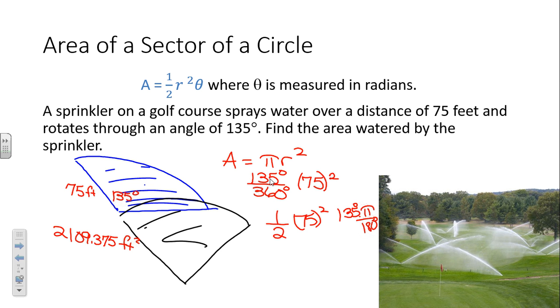So if you want to avoid memorizing another formula, just remember I can use pi r squared, but I don't have a whole circle. I have this much of a circle, however many degrees out of 360. Make sense? Okay. All right.